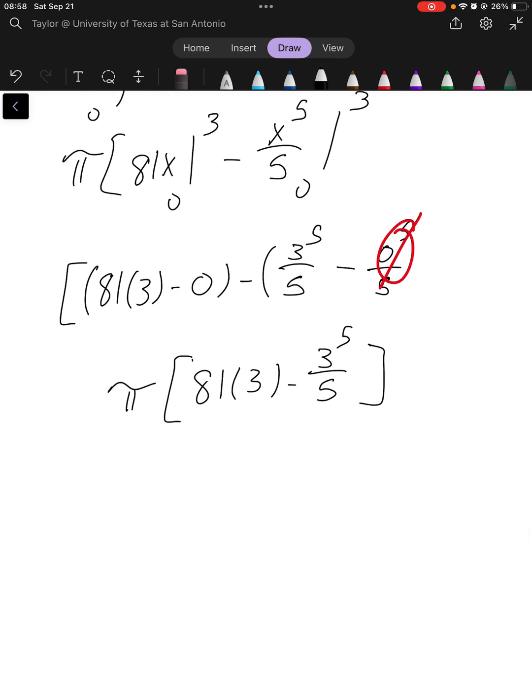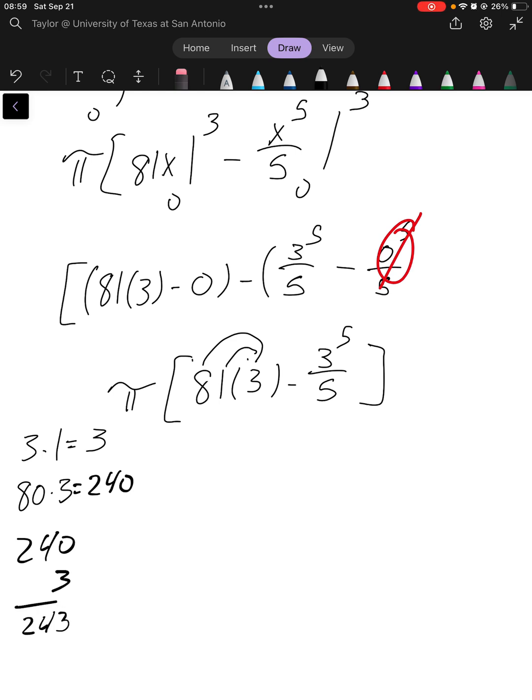Okay, 81 times 3. So a little trick that I like to do, I like to multiply this, and then multiply this, and then add them together. Doing so, I get 3 times 1 gives me 3, and then 80 times 3 gives me 240. 240 plus 3 is 243. So then I get pi times 243 minus, and then I know that 3 cubed is 27. That's 3 times 3 is 9, times 3 is 27.